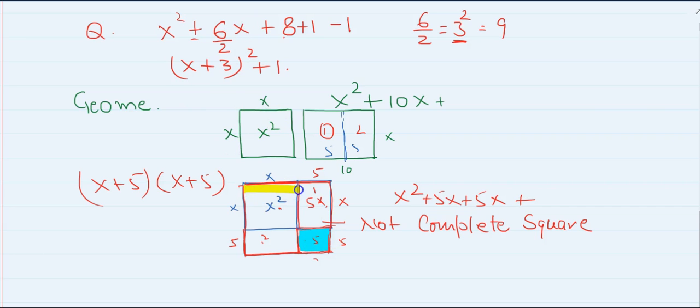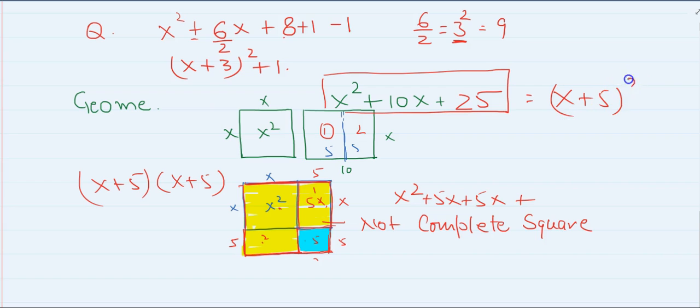Otherwise this thing is not a complete square. You can see it. So to make it a complete square, we have to add 25 in it. Now it is a complete square. Now we can say this is equal to x plus 5 square.